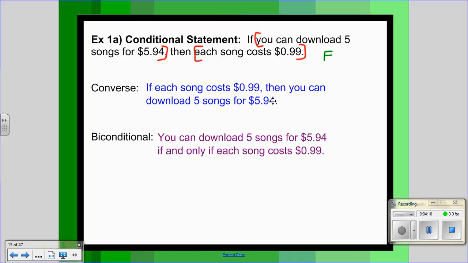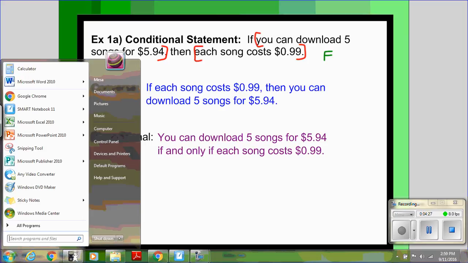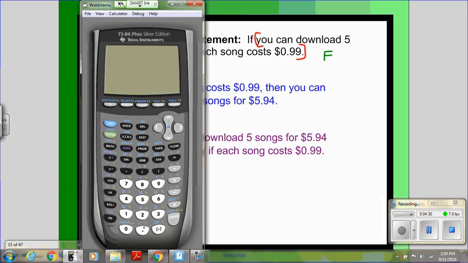Each song costs 99 cents, then you can download 5 songs for $5.94. Well, what is 99 cents times 5? Let's see with our calculators real quickly. There we go. 0.99 times 5 is $4.95. So that is not a true statement, obviously.